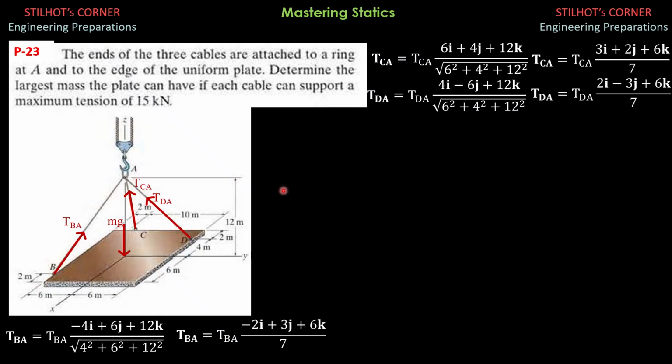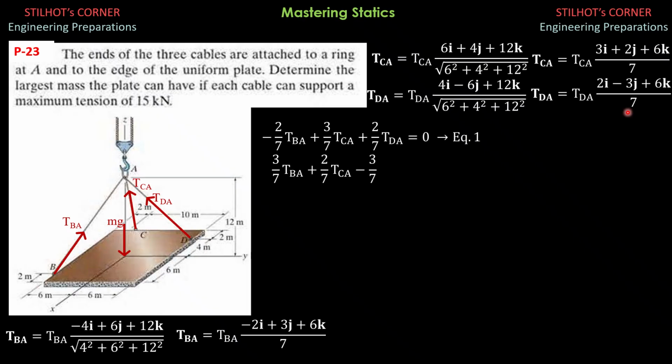So, summation of forces X equals 0. So, x component of BA, negative 2 over 7 tension BA, plus 3 over 7 tension CA, plus 2 over 7 tension DA equals 0. Call that equation 1. Summation of forces along y equals 0. So 3 over 7 tension BA plus 2 over 7 tension CA minus 3 over 7 tension DA equals 0. Equation 2 then.